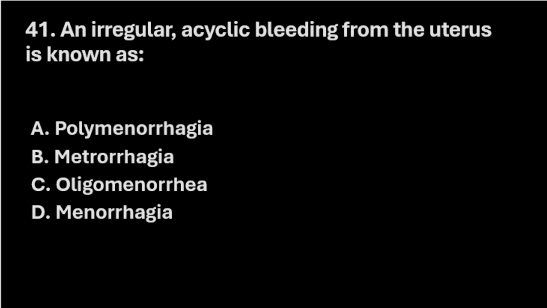Next question. An irregular acyclic bleeding from the uterus is known as option A, polymenorrhagia, option B, metrorrhagia, option C, oligomenorrhagia, and option D, menorrhagia. The right answer here is option B, metrorrhagia.